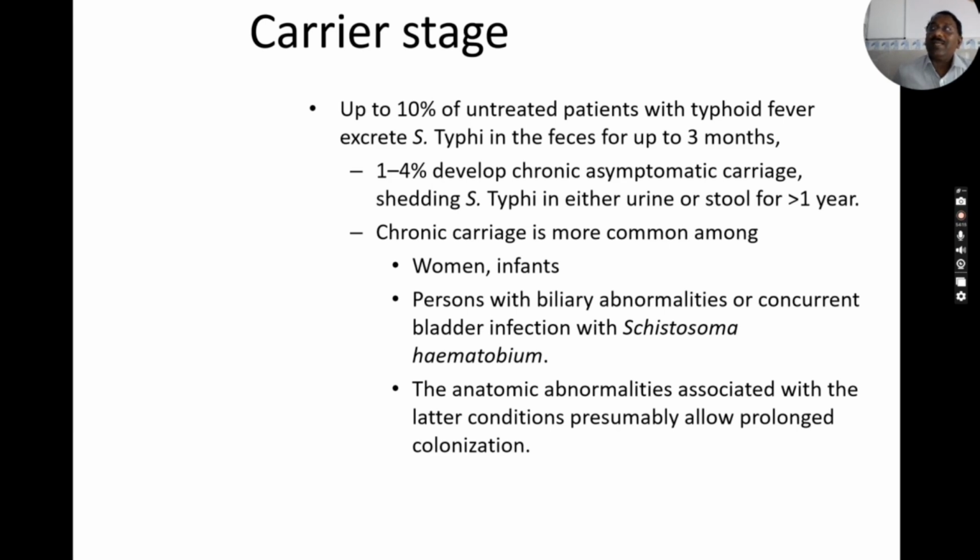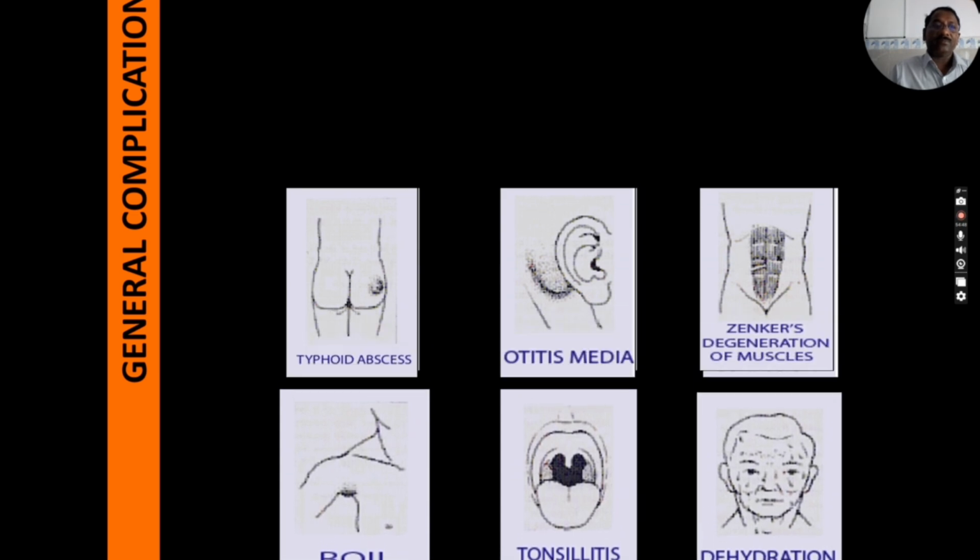The anatomic abnormalities associated with the latter conditions presumably allow prolonged colonization. So this is the chronic carrier state. About 10% of the untreated patients shed bacilli, but usually about 1 to 2% of typhoid patients will be carriers, mostly women and infants. The gallbladder is at fault, so sometimes we have to subject them to cholecystectomy. One of the indications for cholecystectomy is the chronic carrier state of typhoid.